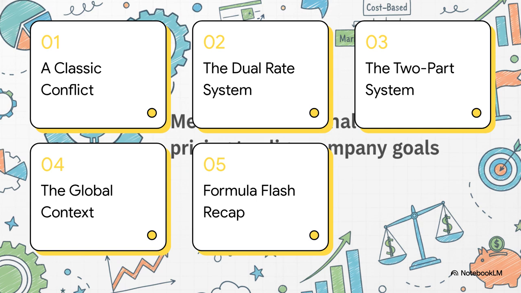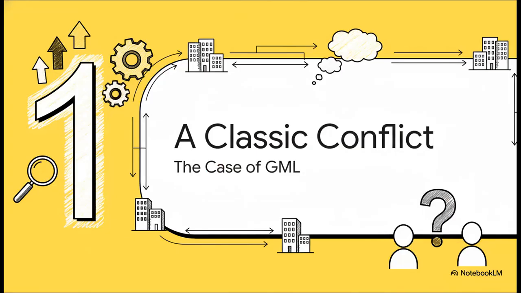First, we're going to dive into a classic corporate conflict just to see the problem in action. Then, we'll explore two really powerful solutions, the dual rate system and the two-part system. After that, we'll zoom out a bit to see how this all plays out on a global scale. And of course, we'll wrap up with a formula flash recap to make sure you've got everything you need locked in for your exam. To make this all feel a bit more real, let's look at a case study.